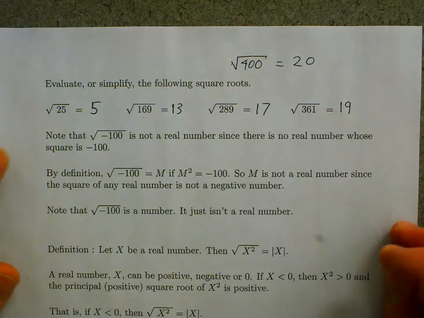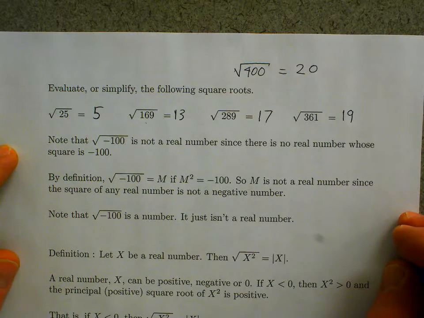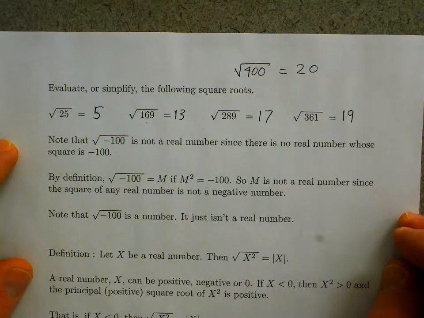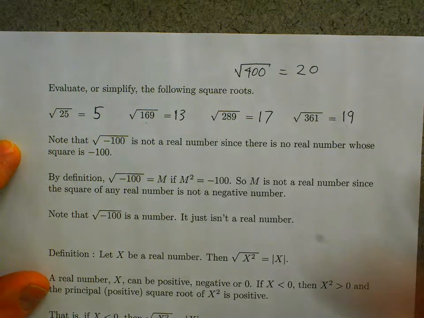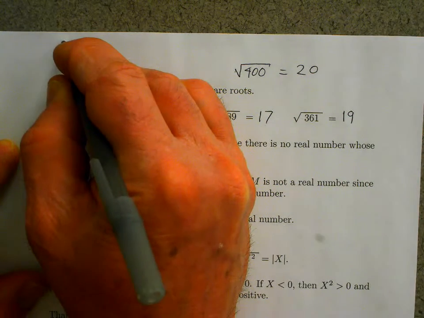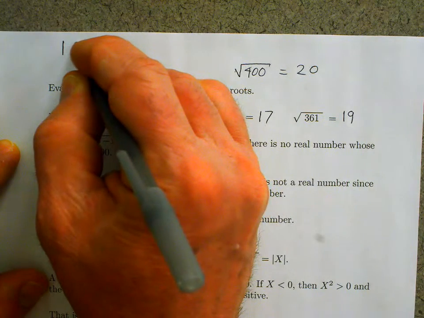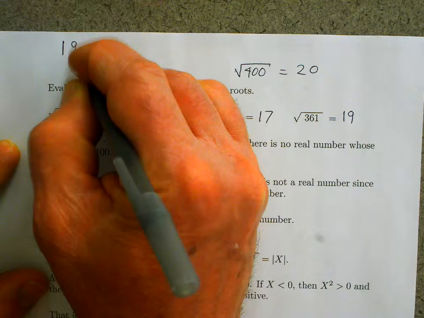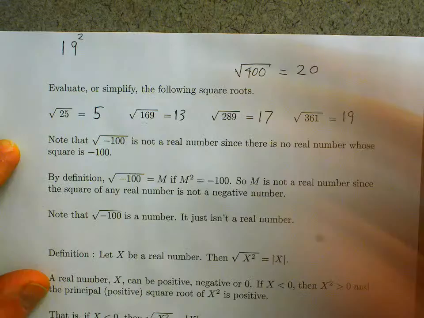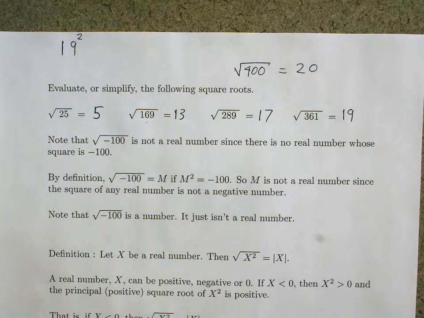I'll mention something that you might want to do. You might not want to do it either. But there's a way you can mentally, or in your head, square integers. So for example, if you want to square 19 in your head, how can you do it?